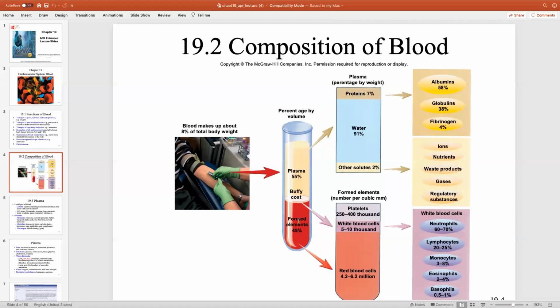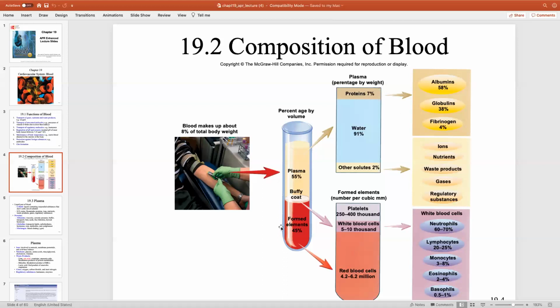So a CBC, we're measuring the formed elements. CBC is a complete blood count. That tells you how many red blood cells we have, how many white blood cells we have, and how many platelets we have. Now, if we do a CBC, that's this part right here.